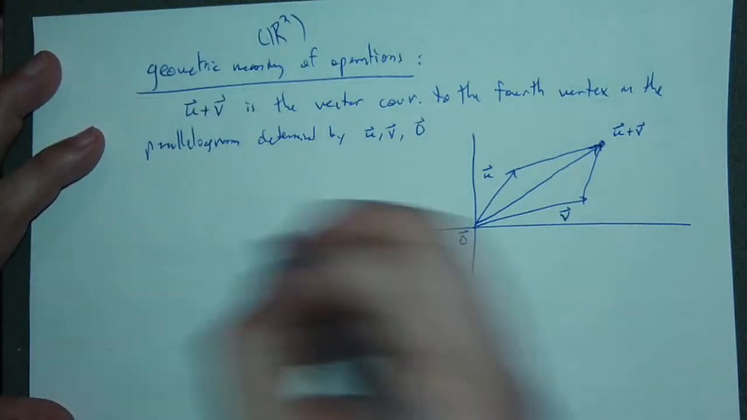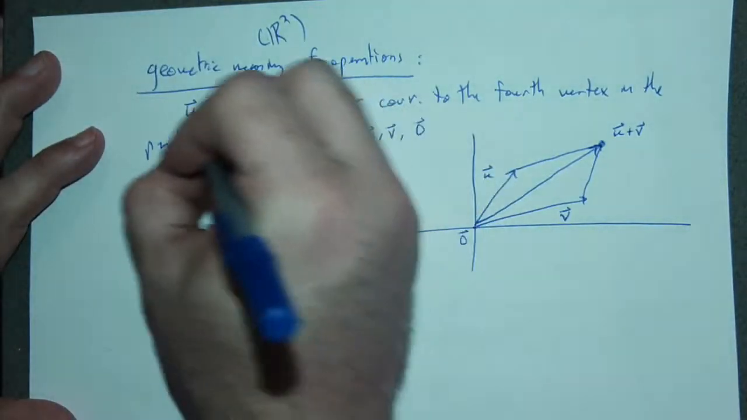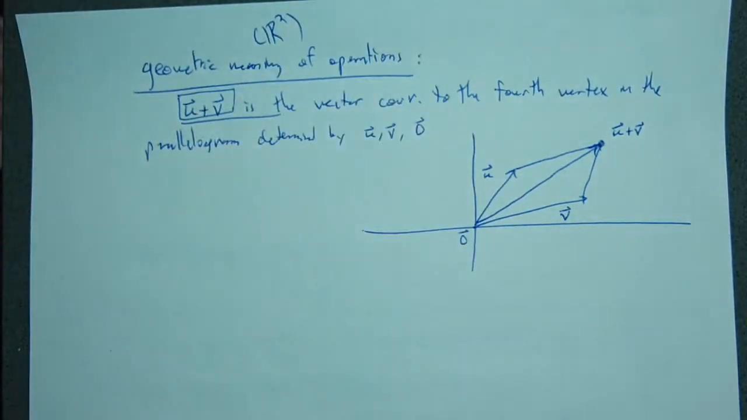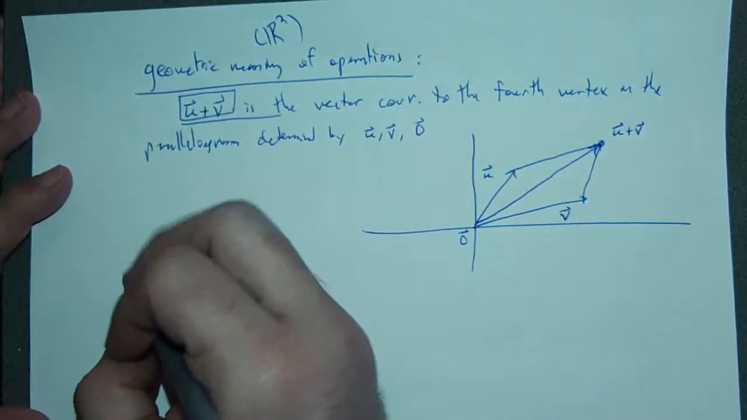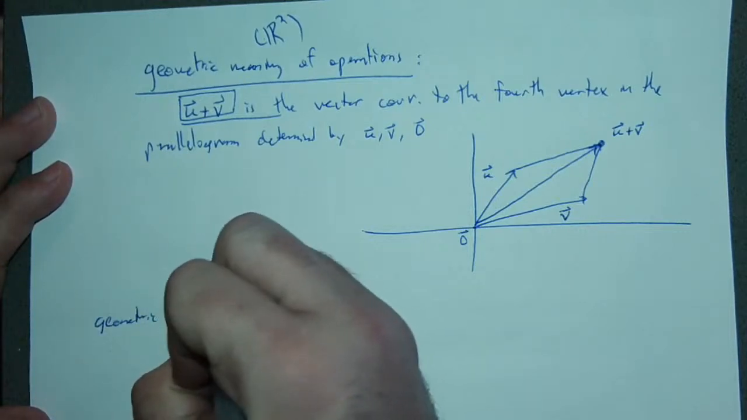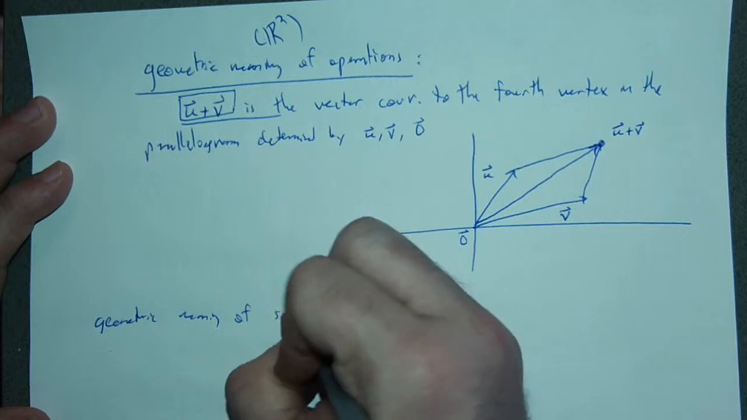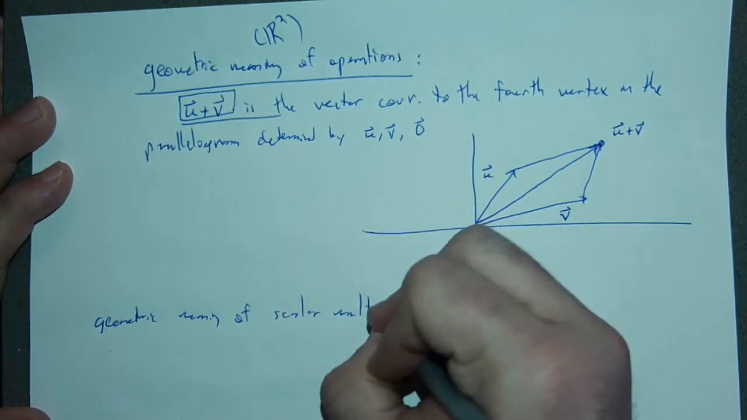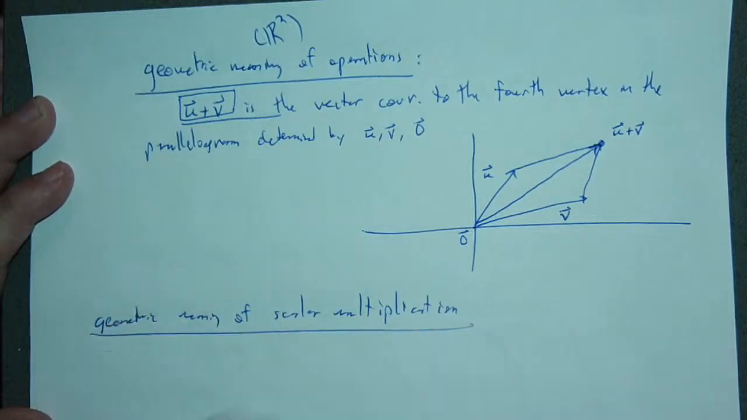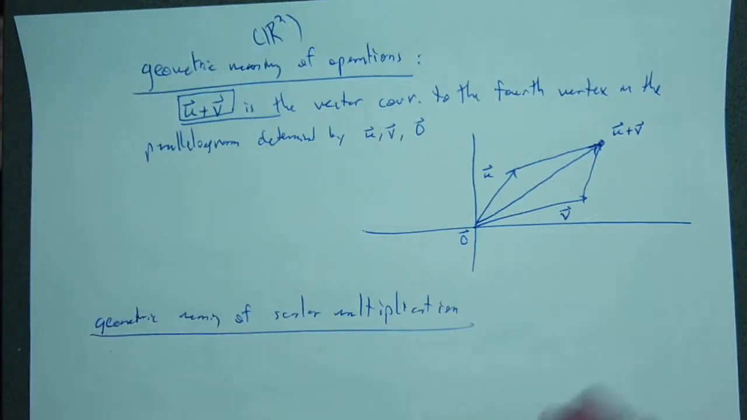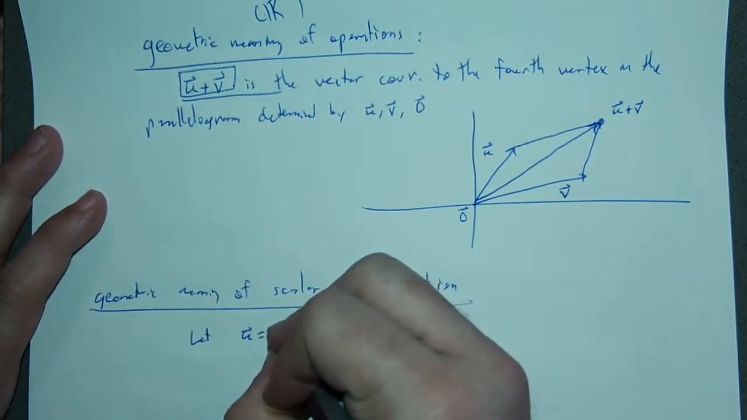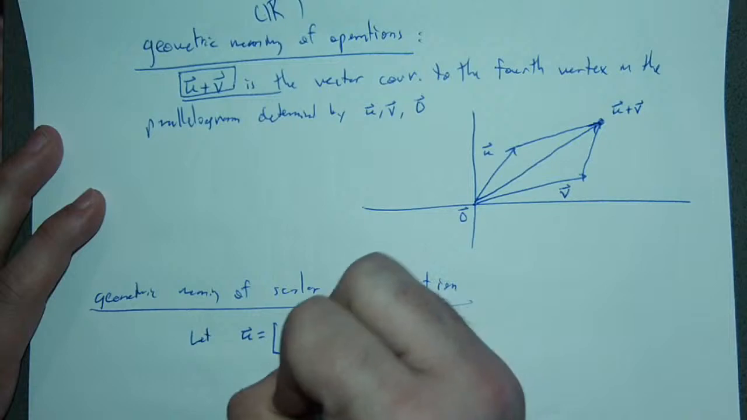What's the geometric meaning of scaling? So this takes care of vector addition. So the geometric meaning of scalar multiplication is exactly what you think it is. So the geometric meaning of scalar multiplication, so let u be, say, 3, minus 1.